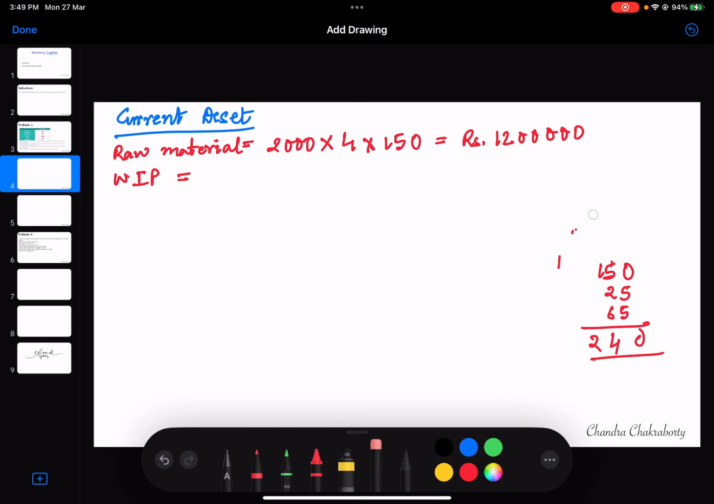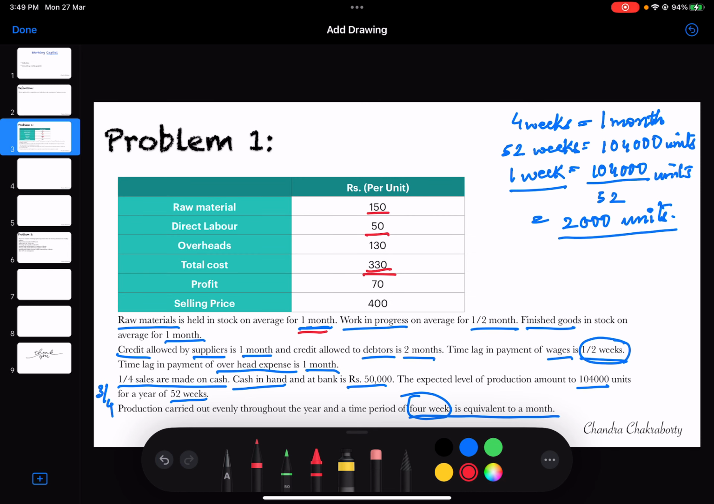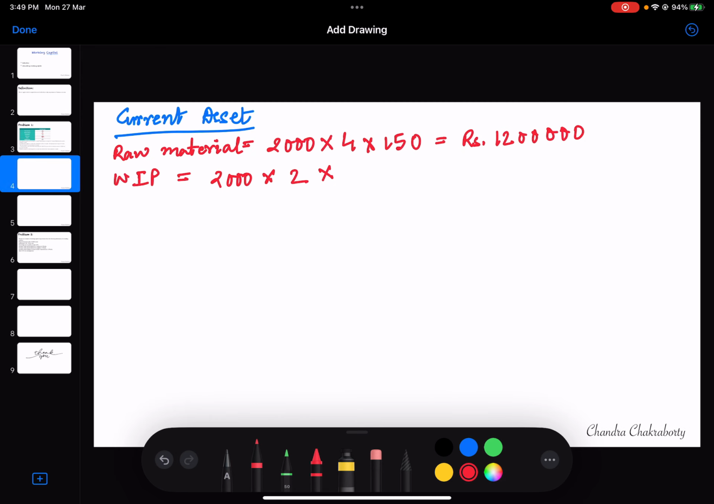So let's do the calculation here. Let me clear the screen first so that I'll have space to write. So here we will get 2000 into, we have half month, work in progress for half month, right? So it will be 2 weeks and total will be 240, right? So this will give you 9,60,000.